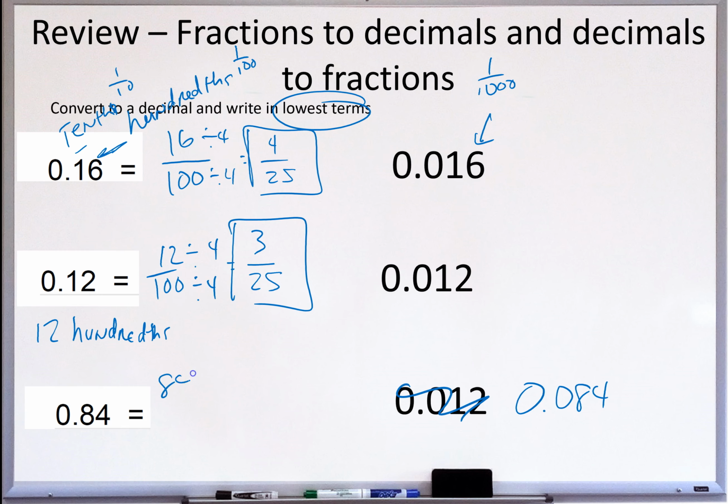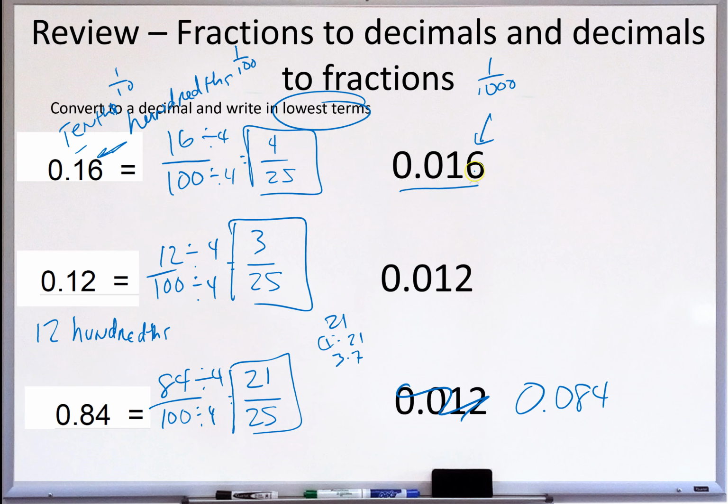Here I have 84 hundredths again. And I believe I can divide that by 4. And I get 21/25. The only factors of 21 are 1 times 21, 3 times 7, and 25. Only common factor is 1, so that's in lowest terms.